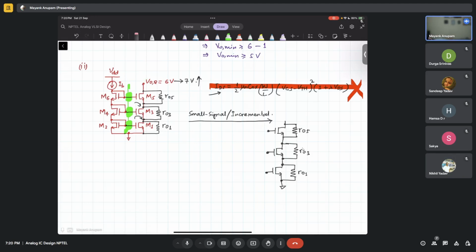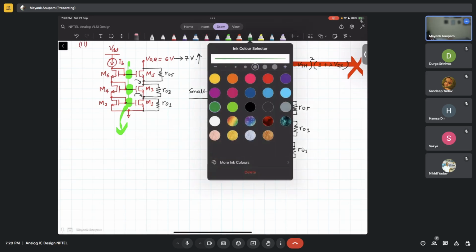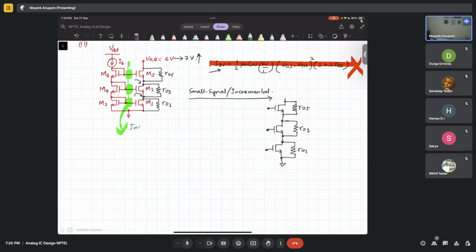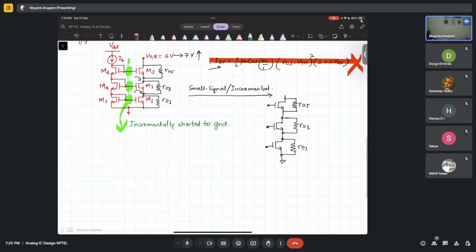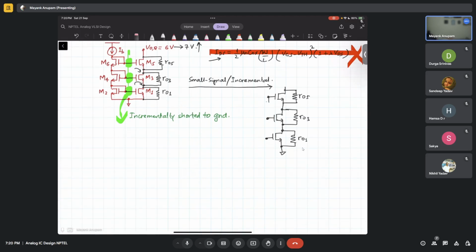So these three node voltages can be said to be incrementally shorted to what? To ground, right? This is what we are going to do. This is ground, this is ground, this is also ground. And now we have this MOSFET in place here.